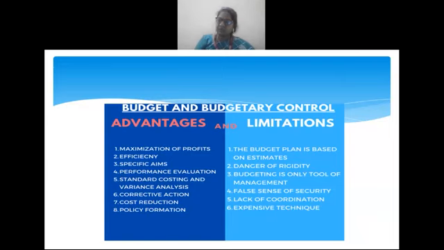The budget plan is based on estimates. Only when we estimate and we plan, but all the time we cannot say that the estimate alone can be executed. There may be some variation. In case of variation, again the problem of deficit comes there. Budgeting is only a tool of management. There is a false sense of security. Whatever we budget, that alone may not happen, we can't estimate like that. Sometimes it may differ also. So for each and everything, there will be some advantages and disadvantages.